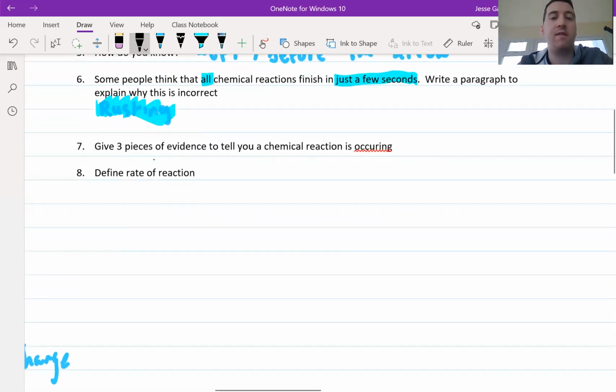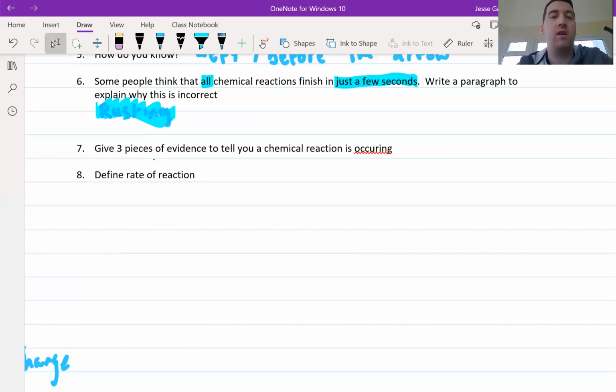Okay, give 3 pieces of evidence to tell you a chemical reaction is occurring. Hopefully you're talking about things like light, sound, heat. If heat is given out or taken in, or you've got light or sound given out, color change, fizzing, all of these are signs that a chemical reaction is taking place. I'm looking for 3 of those, so if you got 3 of them, that's good. Make sure you got 3. And lastly, define rate of reaction.